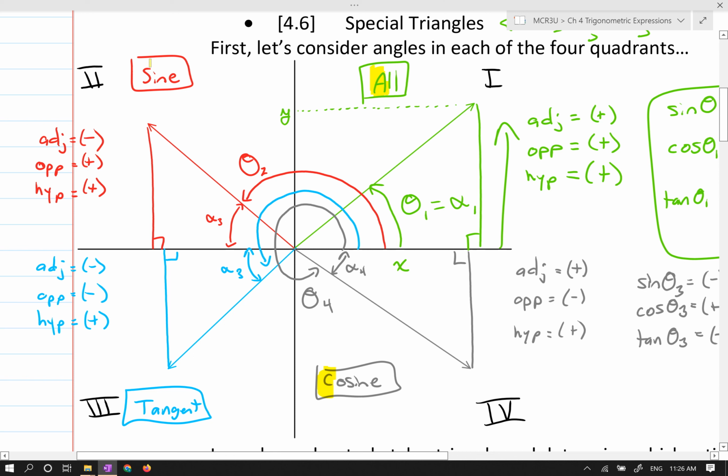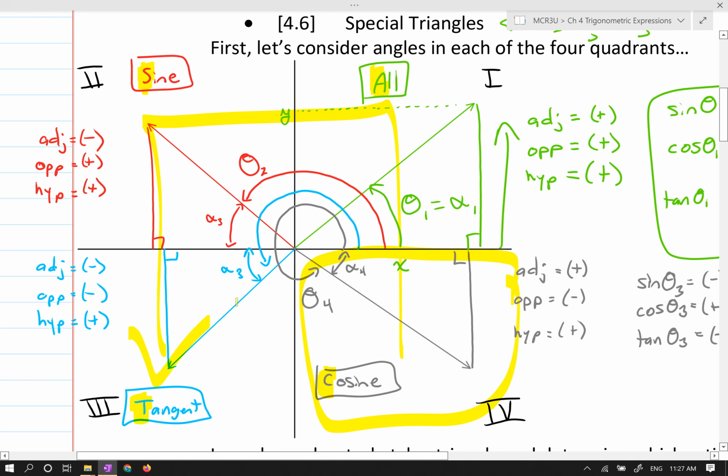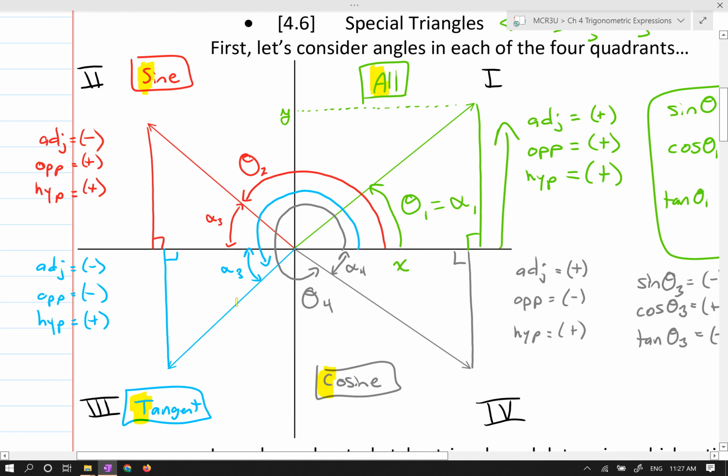We take the CAST. So we start our CAST rule in quadrant 4, and then we work in a counterclockwise direction like so. Now these tell us if our ratios are going to be positive or negative depending on the angle that we're taking. If the angle falls in quadrant 1, then all of its ratios will be positive. If the angle falls in quadrant 2, only the sine ratio will be positive. Each of the other ratios will be negative, and so on.